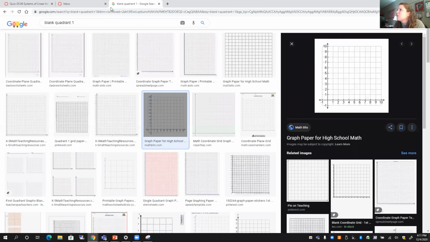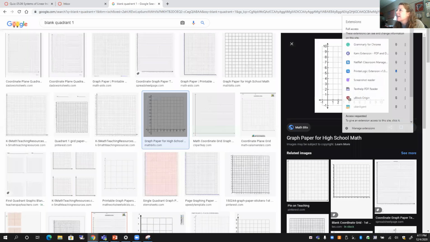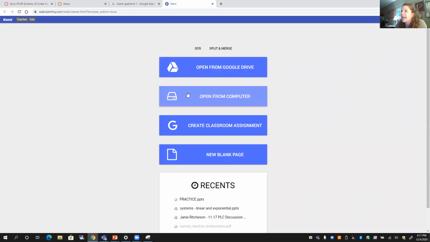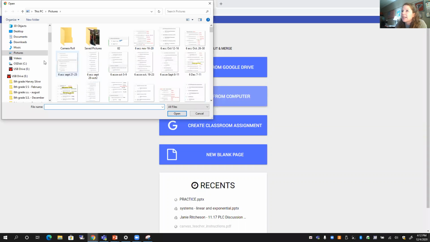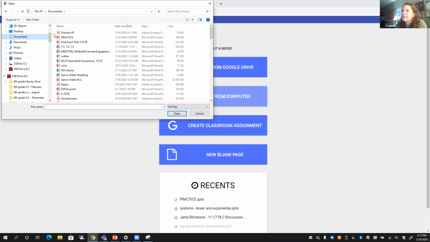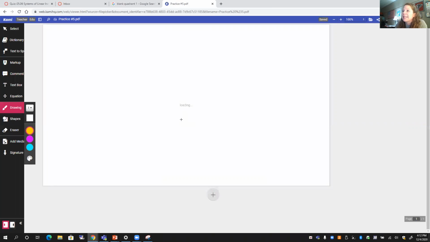All right, so once you download Kami, you're going to get this little icon right here. It's tiny, but it looks like a puzzle piece. So when I hit extensions, there it is. Once I've downloaded Kami, K-A-M-I, I'm going to open it, and it's going to ask me if I want to open my Google Drive, but I just downloaded that image to my computer. So I'm going to open that picture, practice number 5, and it's opening it in Kami.